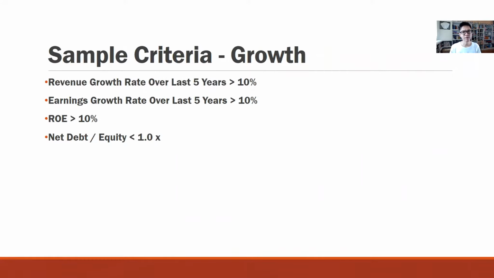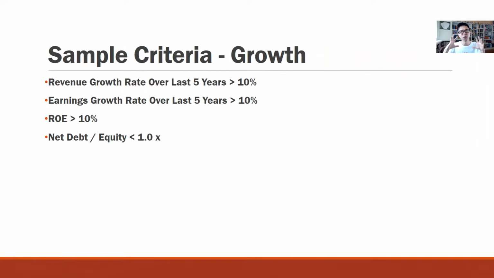And if you're a growth investor, you want to focus on the growth, right? You want the company to prove that they are able to grow year after year. So maybe you want a criteria such as their revenue growth rate over the past 5 years is at least 10%. Similarly, on their bottom line, their earnings should be growing as well.